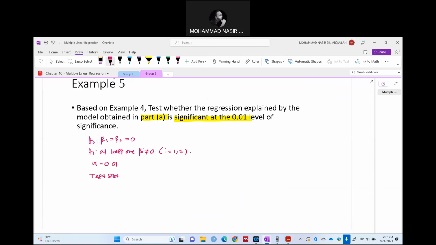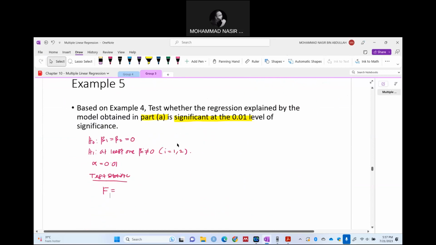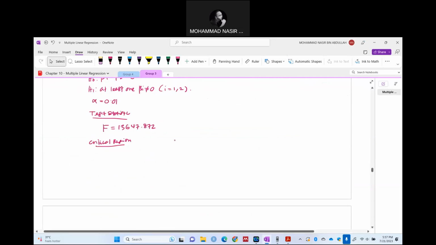Test statistic. We look at F value. Our F is 113,000, right? So by logic, if the F value is more than 10, it should be significant already. So we reject null hypothesis. The critical region is 13,647.872. So this is by critical region method.